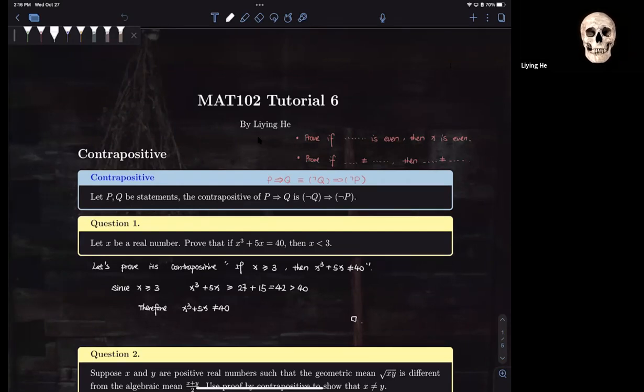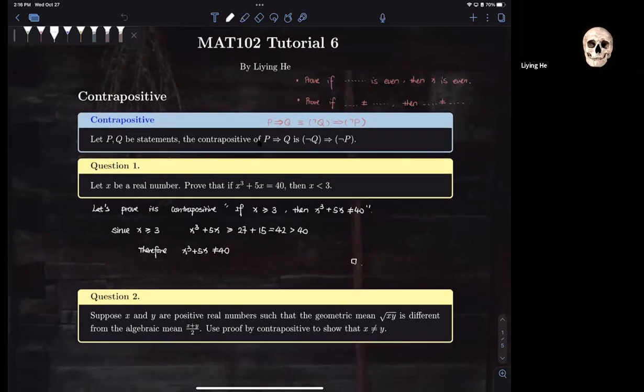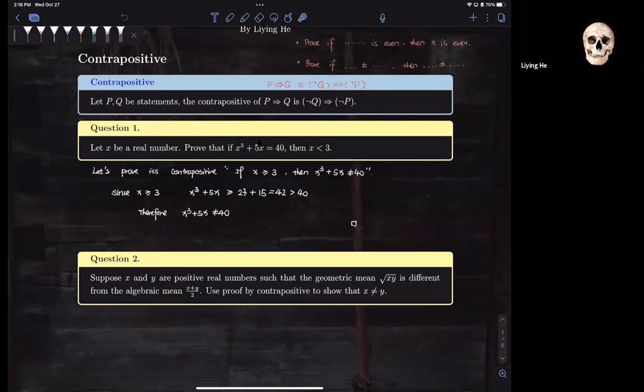All right, tutorial. Today we're going to do contrapositive and contradiction. I prepared 4 questions for contrapositive and 4 questions for contradiction. I did two in my last tutorial, so we'll do the other 2 for this tutorial. First of all, contrapositive. Contrapositive only works when you have P implies Q. If you don't have P implies Q, then there is no such thing as a contrapositive.